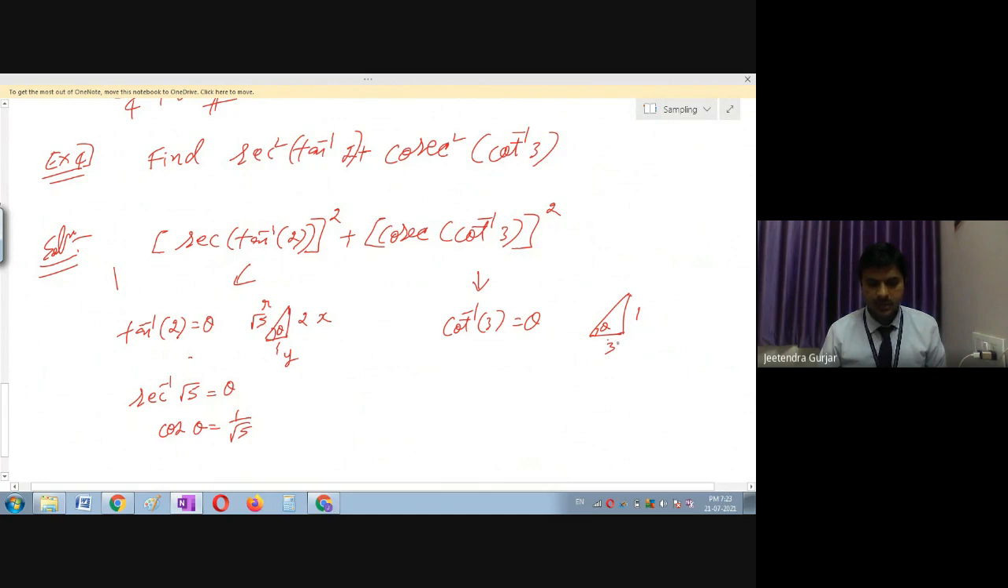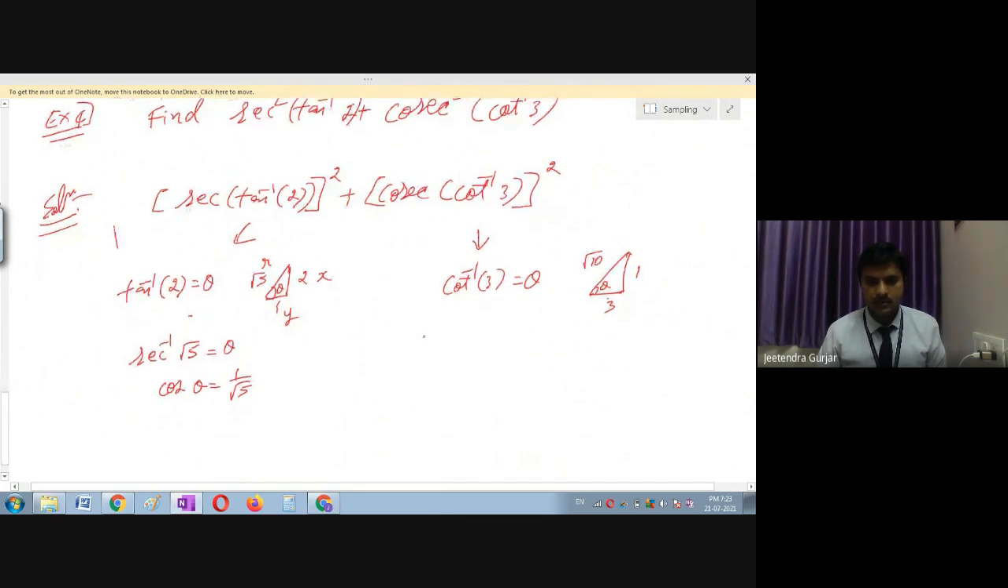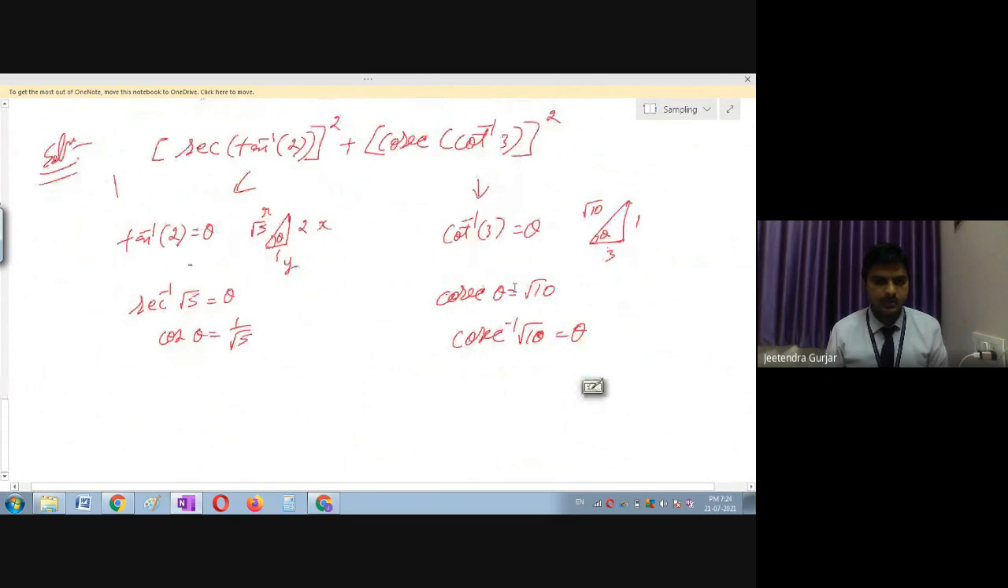So again you can take the square. 9 plus 1, it will be 10. So this is square root 10. So hypotenuse is root 10. So therefore now you write down what is cosec theta. So cosec theta is root 10. So cosec theta is root 10, and this is theta. So theta you can easily make out, students. So therefore just substitute the values.